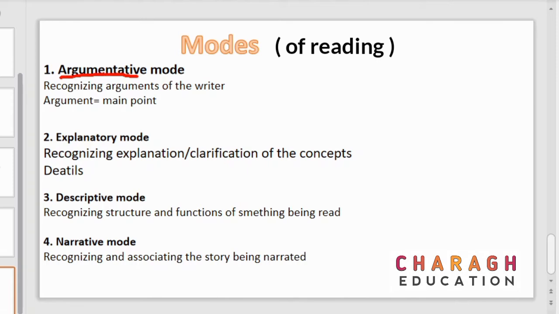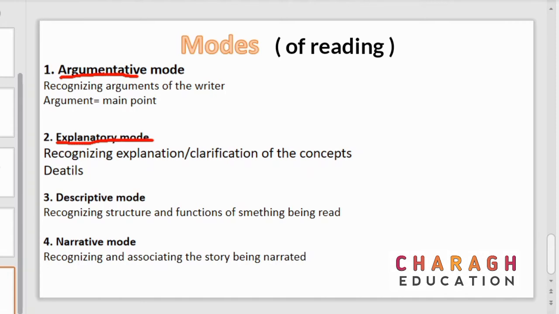The second mood is explanatory mood. Now, what is explanatory mood? Explanatory, as the word suggests, is a mood in which you want to clarify yourself by reading the text. You do not find an argument. Rather, you want to make yourself understand. This is the main thing in explanatory mood.